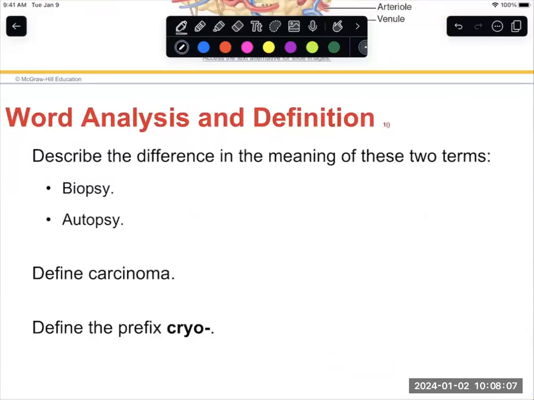So let's look at the difference between a biopsy and an autopsy. A biopsy is the removal and examination of living tissue. Autopsy is the removal and examination of dead tissue. So a biopsy is living. That autopsy is dead tissue.